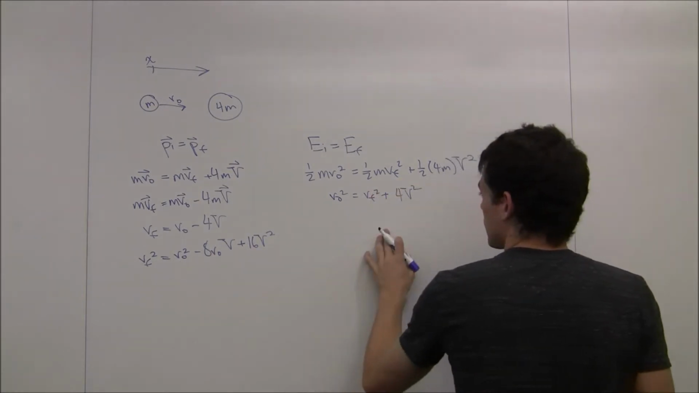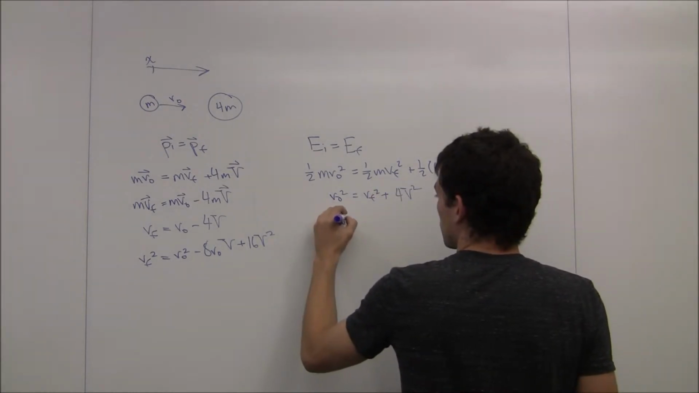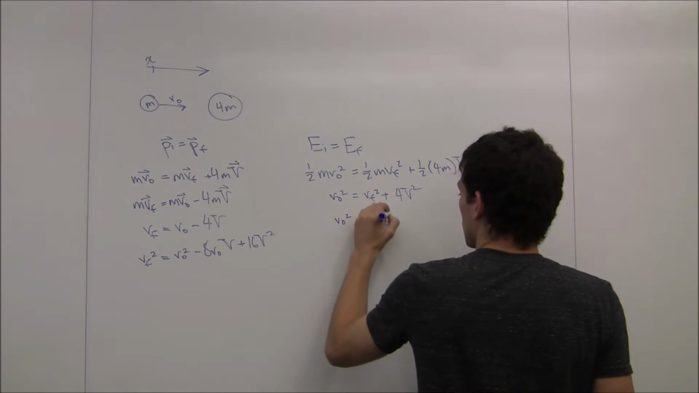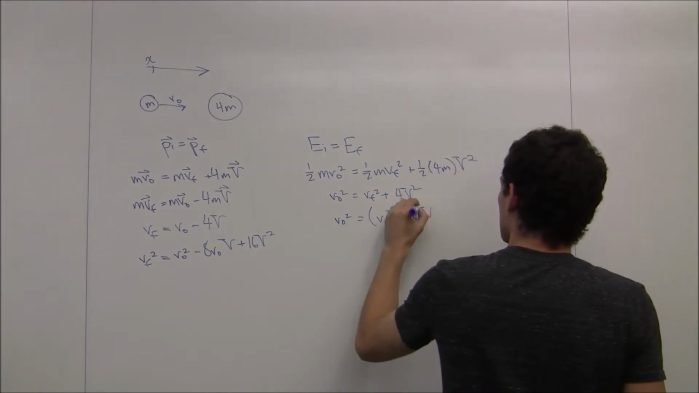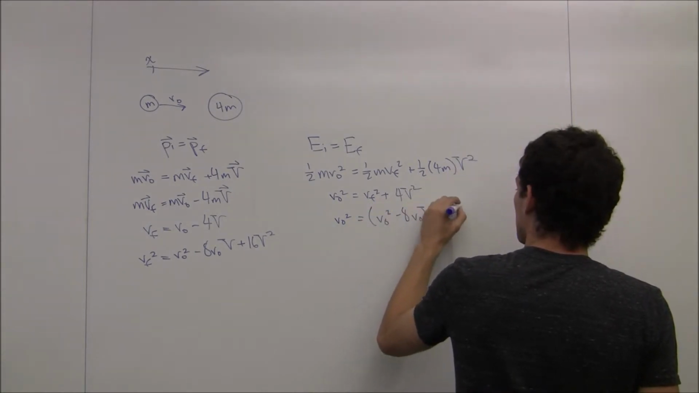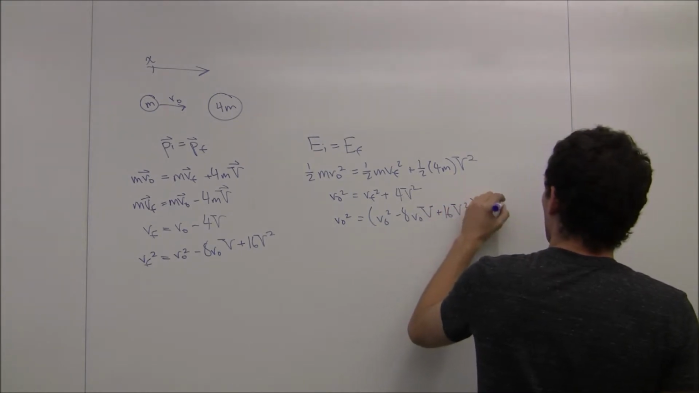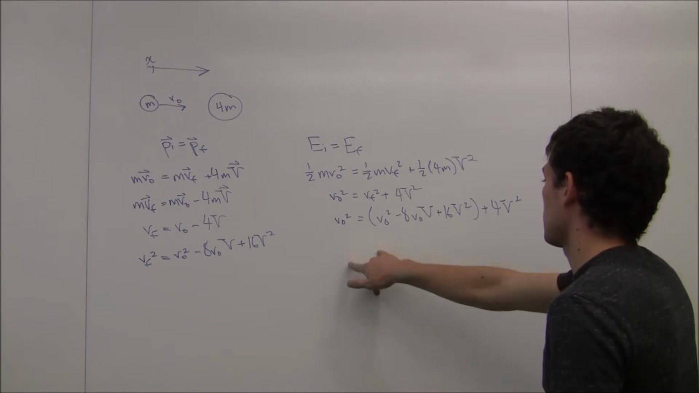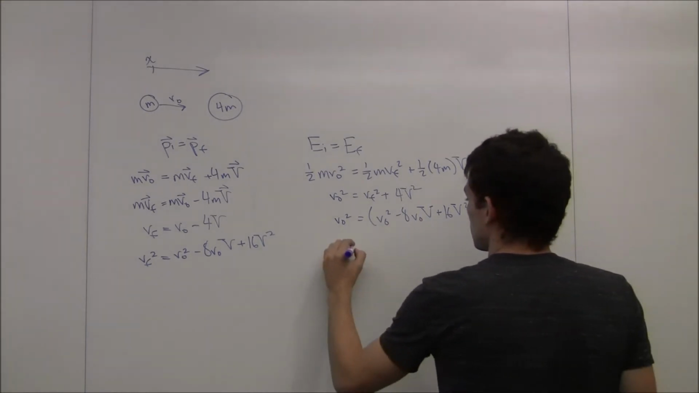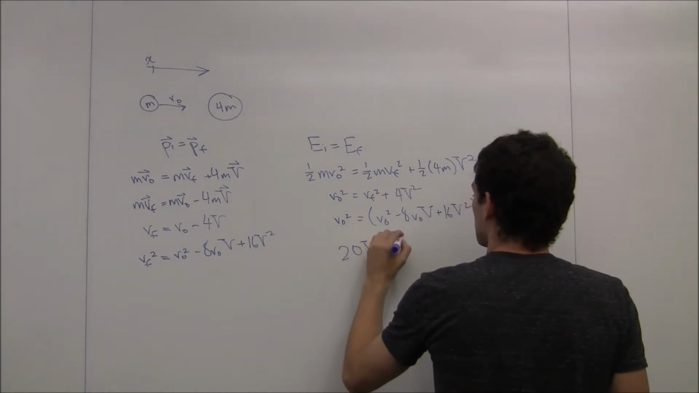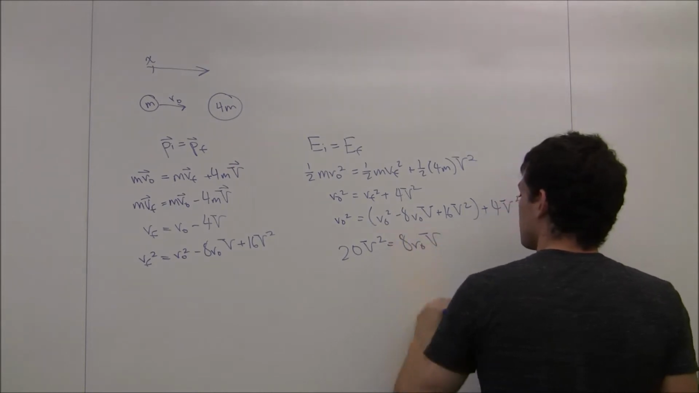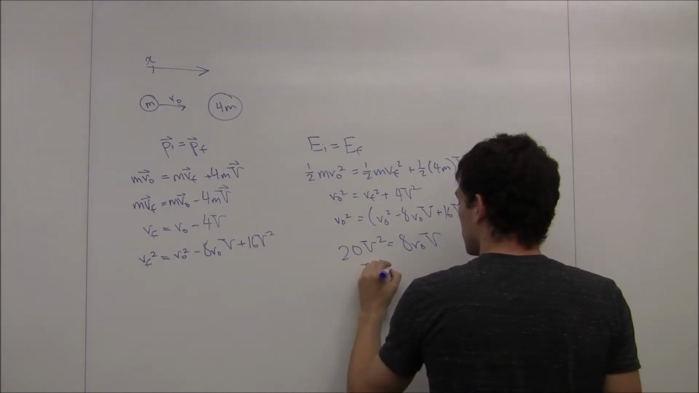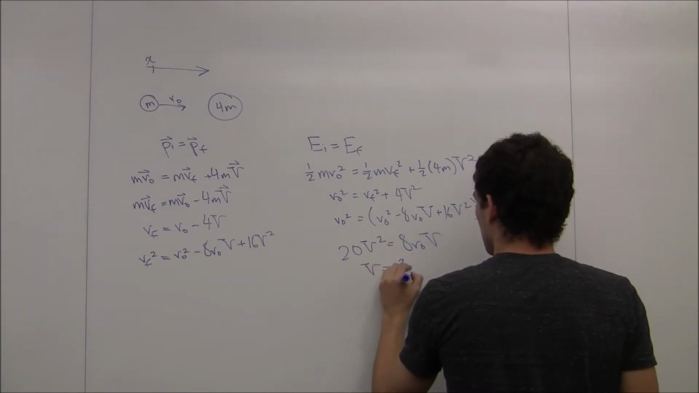I can plug this in up here. We get V0 squared is equal to V0 squared minus 8 V0 big V plus 16 big V squared plus 4 big V squared. We can rearrange this, cancel out the V0s, and we're going to get 20 big V squared is equal to 8 V0 big V, which gives us ultimately big V is equal to 2/5 V0.